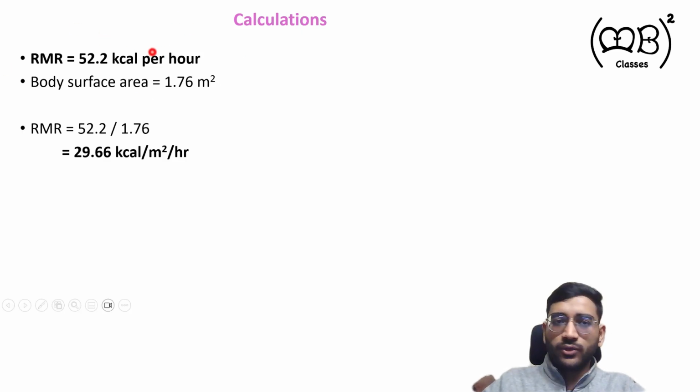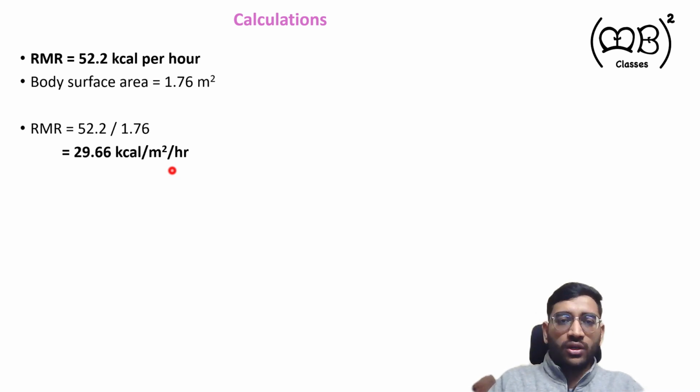We calculate the RMR is 52.2 kilocalories per hour. That would give us the RMR as 29.66 kilocalories per meter square per hour. We got to the result. But what is the inference of this result? Is it normal? Is it not normal? Is it increased or decreased? For this, we need a normal range.